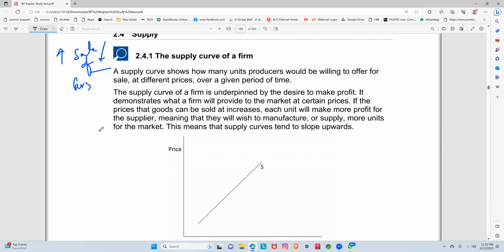Okay, now coming towards the supply curve of the firm. A supply curve shows how many units producers would be willing to offer for sale at different prices over a given period of time. If you remember what a demand curve is, the demand curve slopes from left to right downwards, whereas the supply curve goes left to right, upwards. And they meet at a point in the middle, what do we call that?